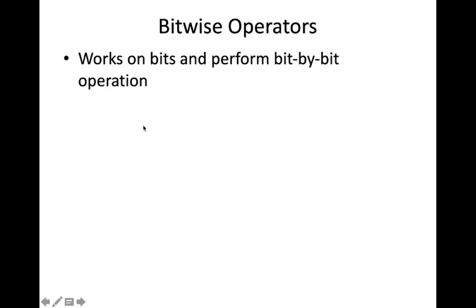So let's see what a bitwise operator is. It works on bits and performs bit by bit operation. I hope you know what a bit is. We have already seen what a bit is. 8 bits make 1 byte, so 1 byte equals 8 bits. Everything is represented in bits, binary digits.